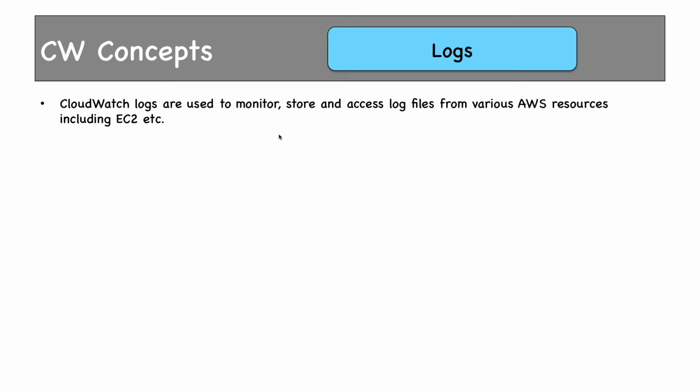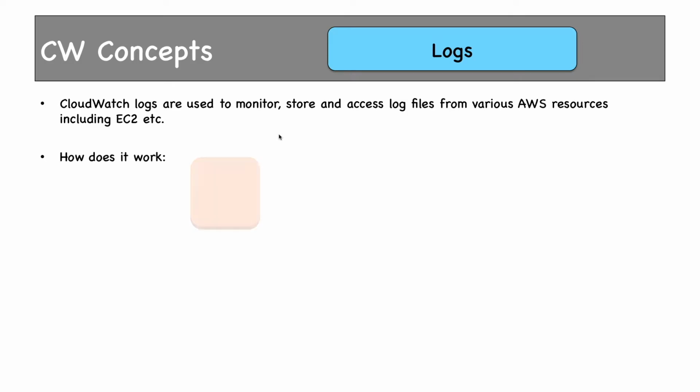Using CloudWatch logs, you can monitor log files generated by applications or database platforms or web servers, etc., and push them as CloudWatch metrics so that you can create alarms on them. Basically, CloudWatch logs integrate custom application logs with CloudWatch monitoring system. CloudWatch logs are used to monitor, store, and access log files from various AWS resources, including EC2.